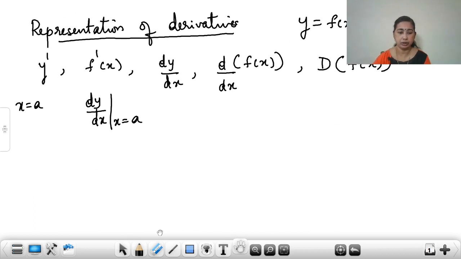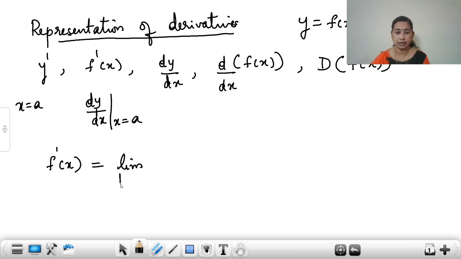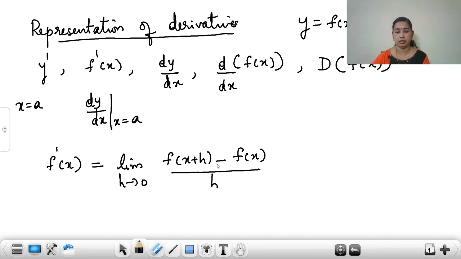How can we find out the derivative? Derivative means, as I have told you, f dash x or y dash or dy by dx. You can find it using the formula: limit h tends to 0, f of x plus h minus f of x, divided by h. That is the difference between f of x plus h and f of x, divided by h. h means a small increment.